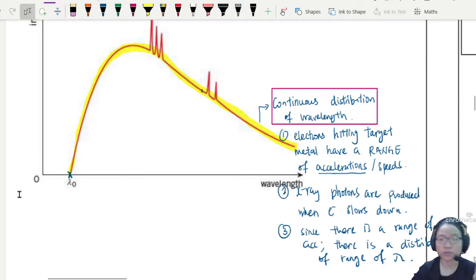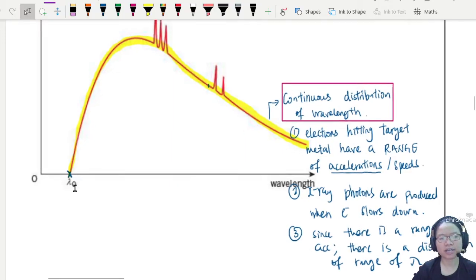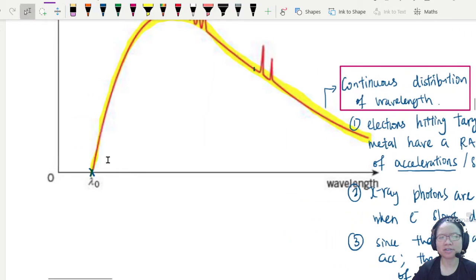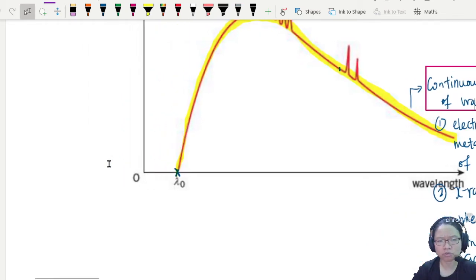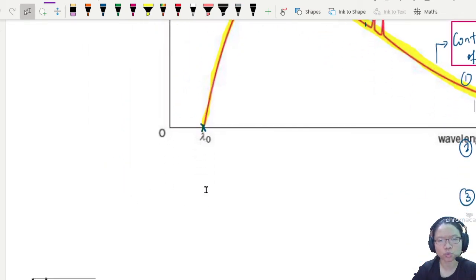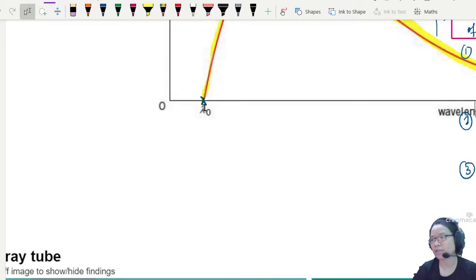Besides the continuous distribution of wavelength, you will notice that there's a sharp cut off here, meaning anything that is after lambda naught doesn't exist. So this lambda naught has a special name. All these special points must be named. You know, humans are like that. We got to name the special, unique things. So this lambda naught is called a cut-off wavelength.